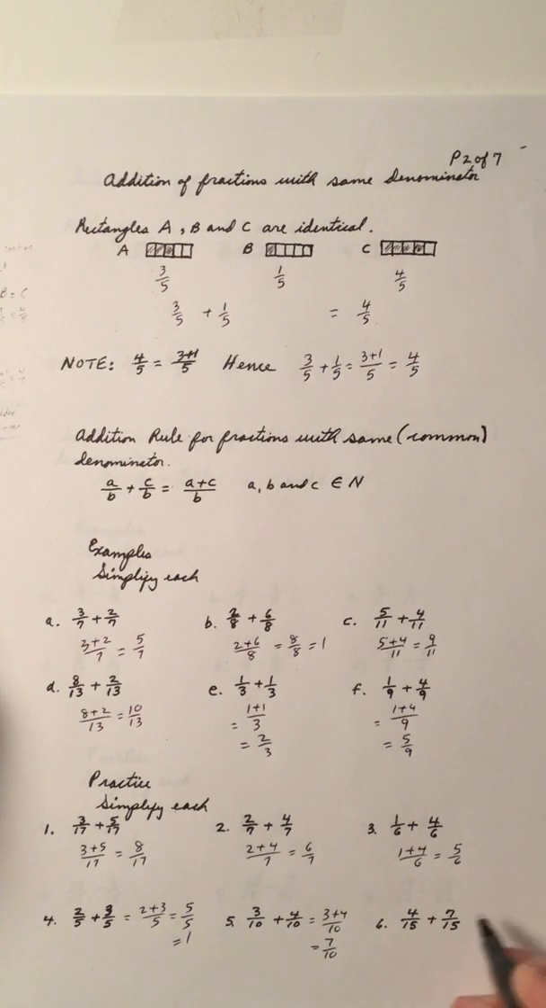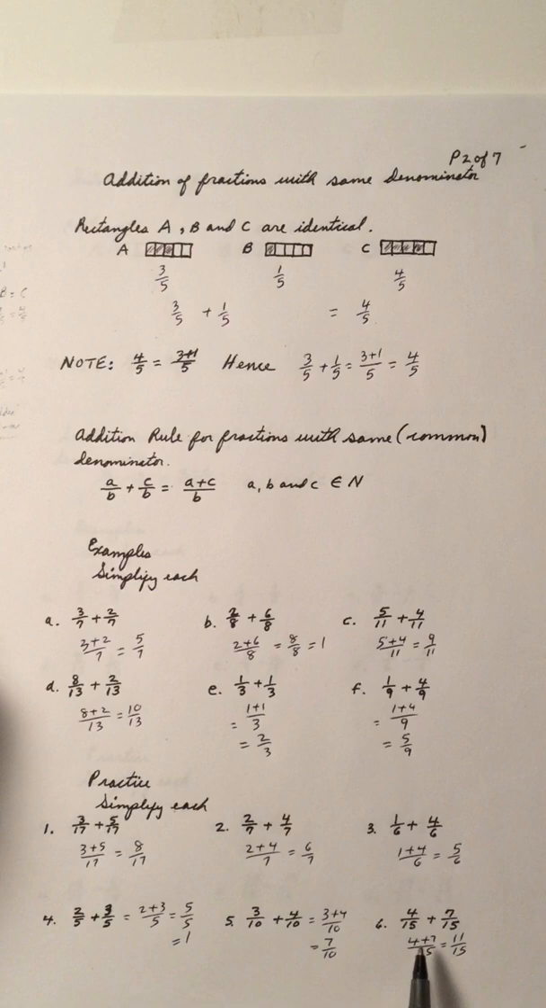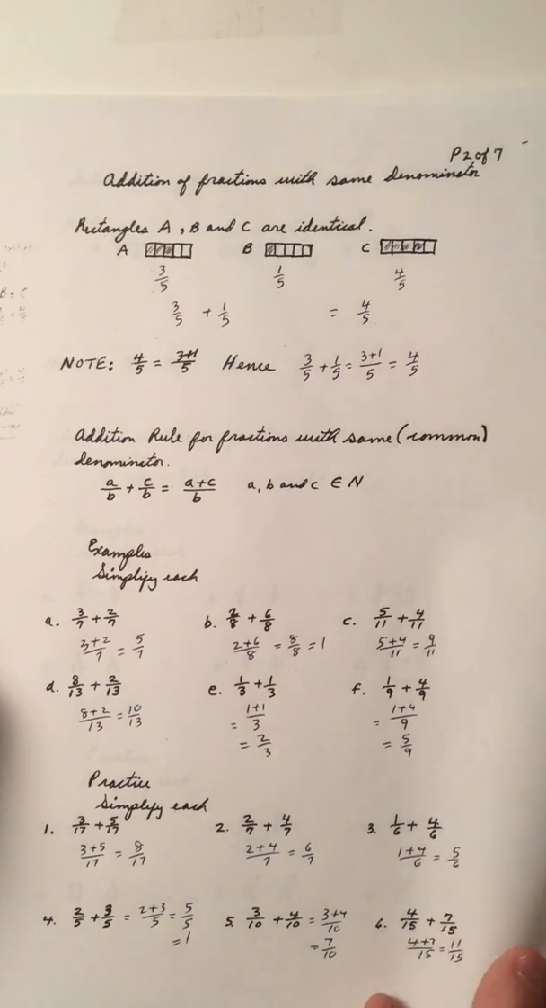Add your numerators, 4 plus 7 over 15. 11 over 15. Again, when you're adding fractions with the same denominator, you add the numerators and keep your denominator.